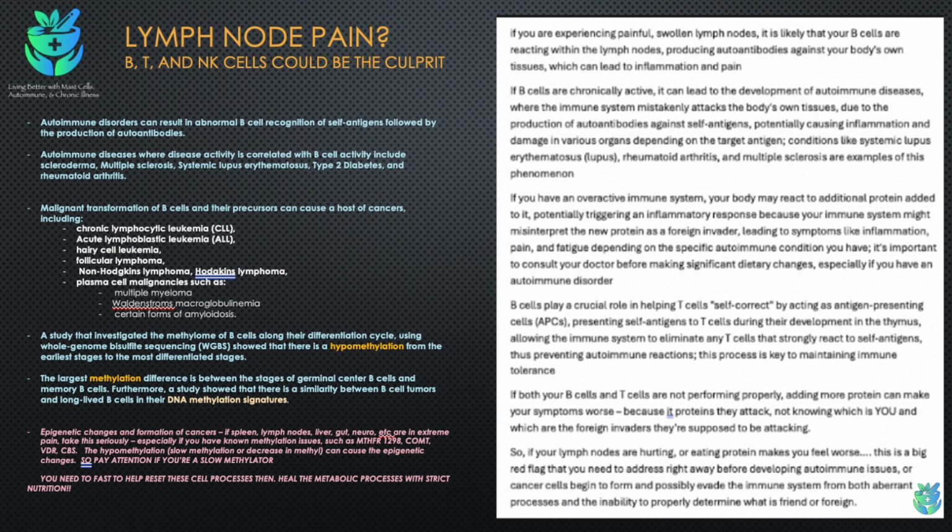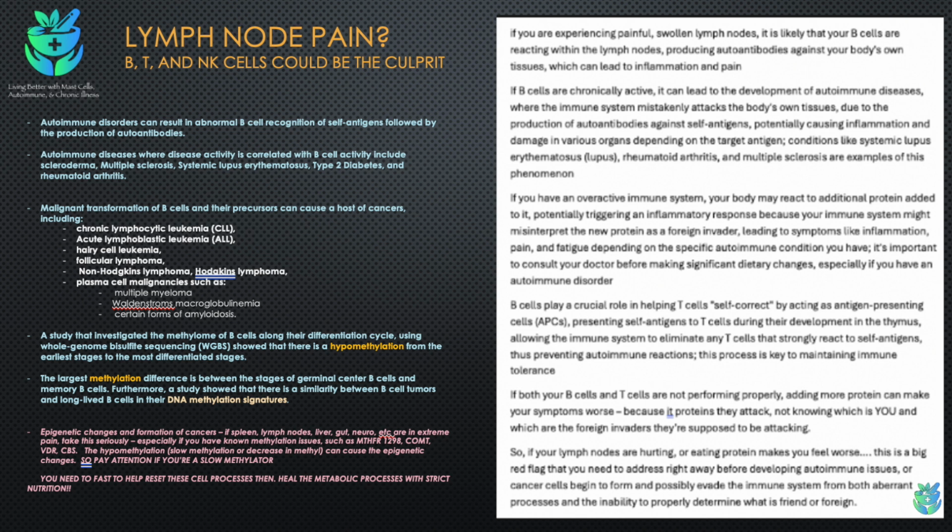If you are experiencing these painful swollen lymph nodes, it's likely that your B cells are reacting within the lymph nodes, producing autoantibodies against your body's own tissues, which can lead to inflammation and pain. If B cells are chronically active, it can lead to the development of autoimmune diseases where the immune system mistakenly attacks the body's own tissues due to the production of autoantibodies against yourself, potentially causing inflammation and damage in various organs depending on the target antigen.